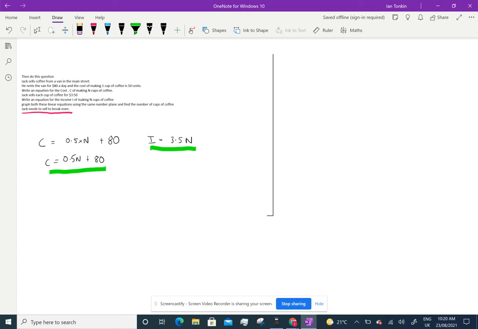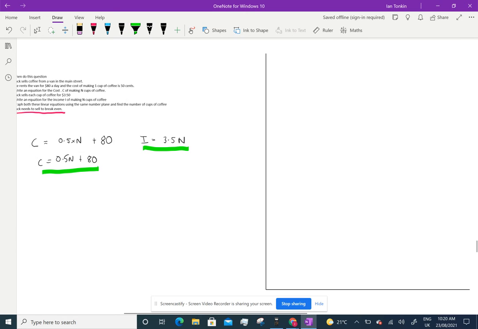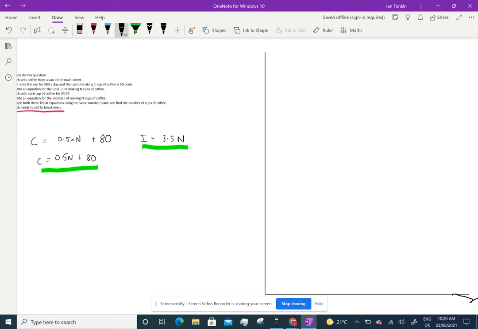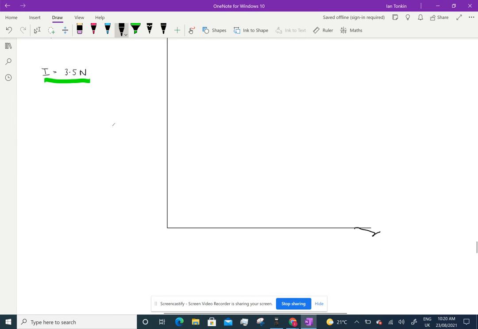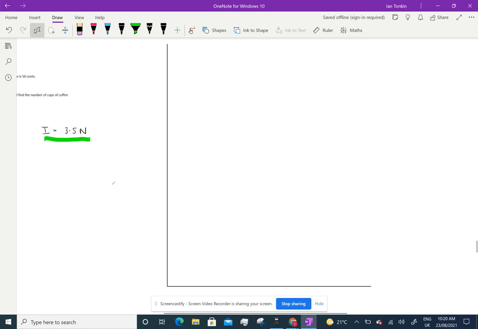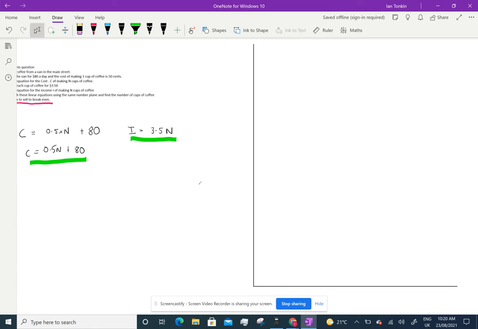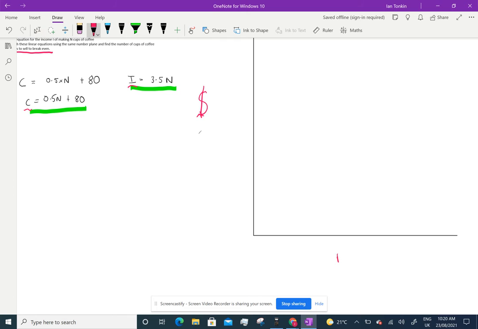So I'm going to set my axes up there. Here I'm going to put the dollars, how much money, income and costs. I'm going to graph the income and the costs on this vertical axis, so I'm just going to put a dollar sign to represent the amount of money. On this axis, I'm going to represent the number of cups of coffee.